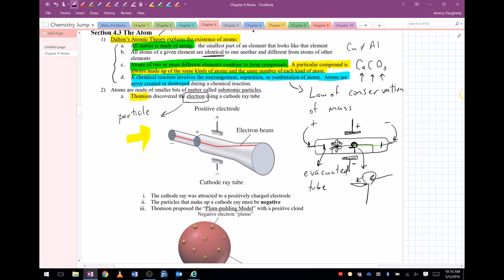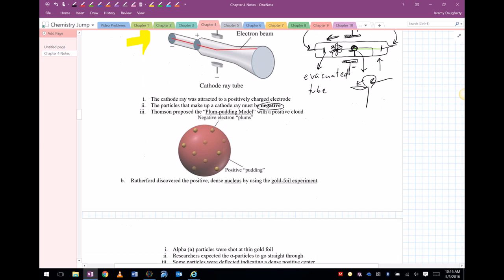He also figured out that all matter has these electrons in it because he used several different types of gases in this tube, and they all exhibited the same behavior. He figured out that it was negative because it was attracted to a positive plate, and it always would flow from negative to positive. So again, attracted to the positive.